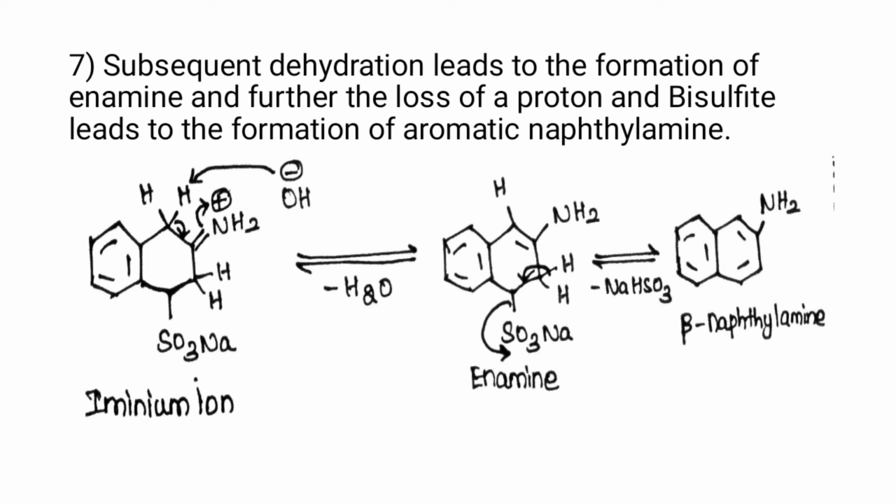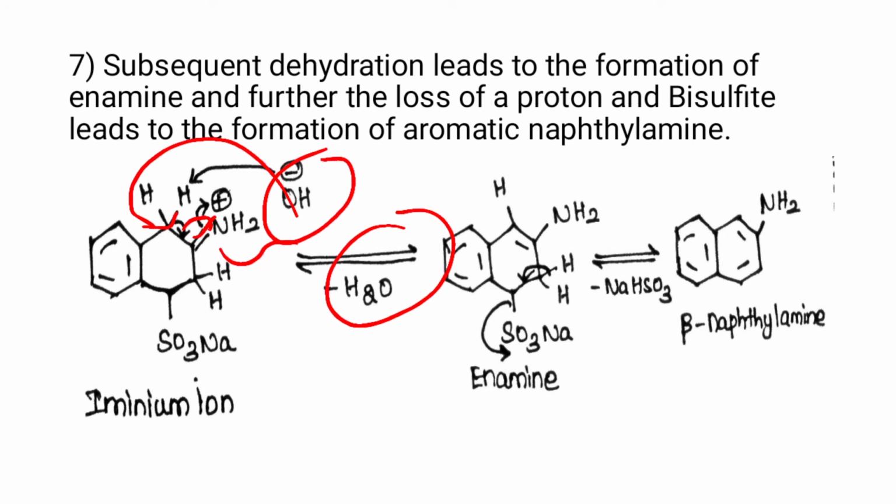In the next step, the dehydration takes place. In this, the OH group attacks the hydrogen on the C8. This leads to the elimination of H2O, which means water, and forms the enamine.